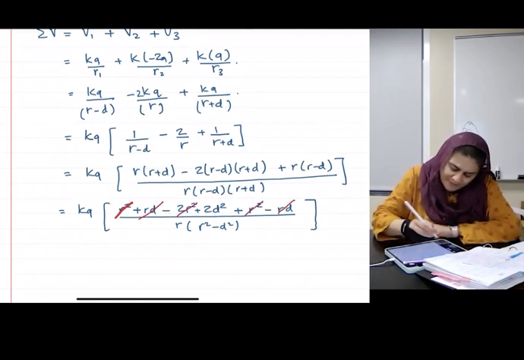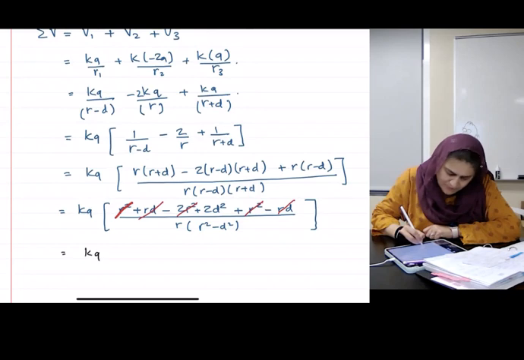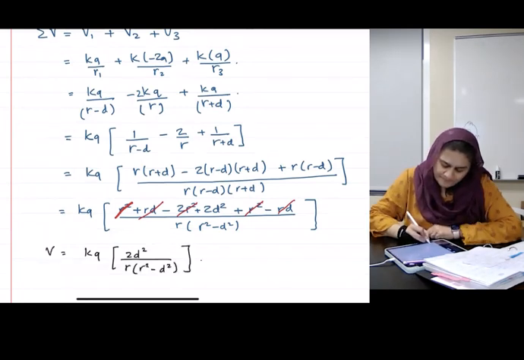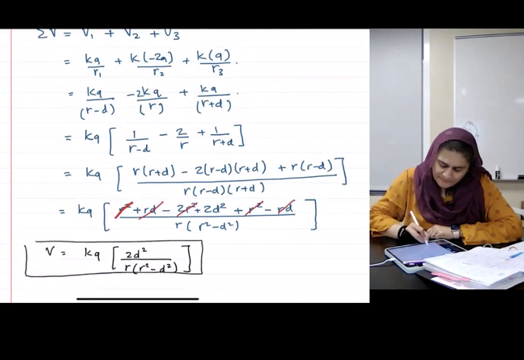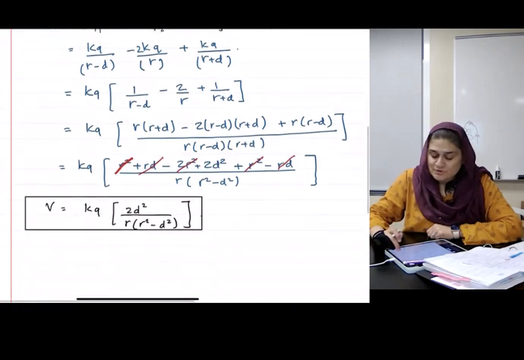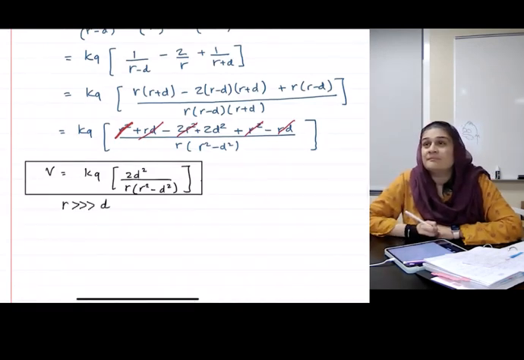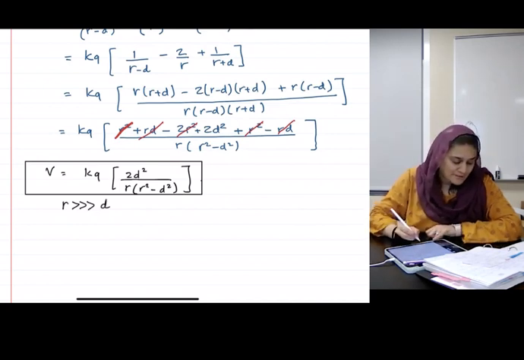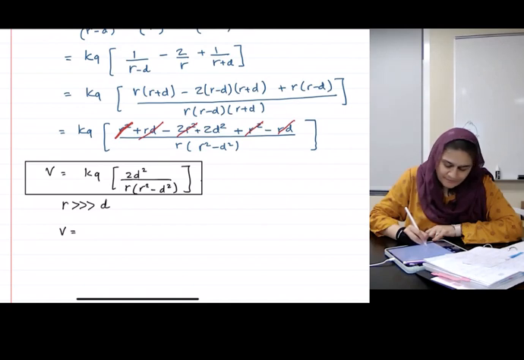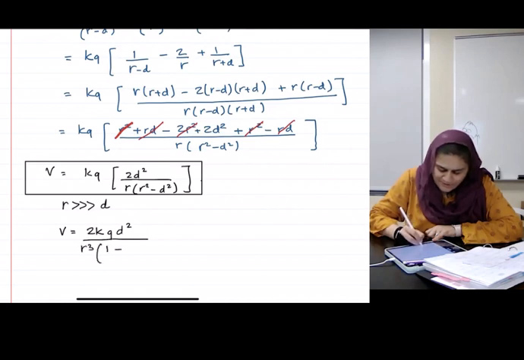And I will be left with KQ 2D squared over... As always, do I know that R will be always much, much, much greater than D? So may I rewrite this as 2KQD squared over R cubed, 1 minus D over R squared?